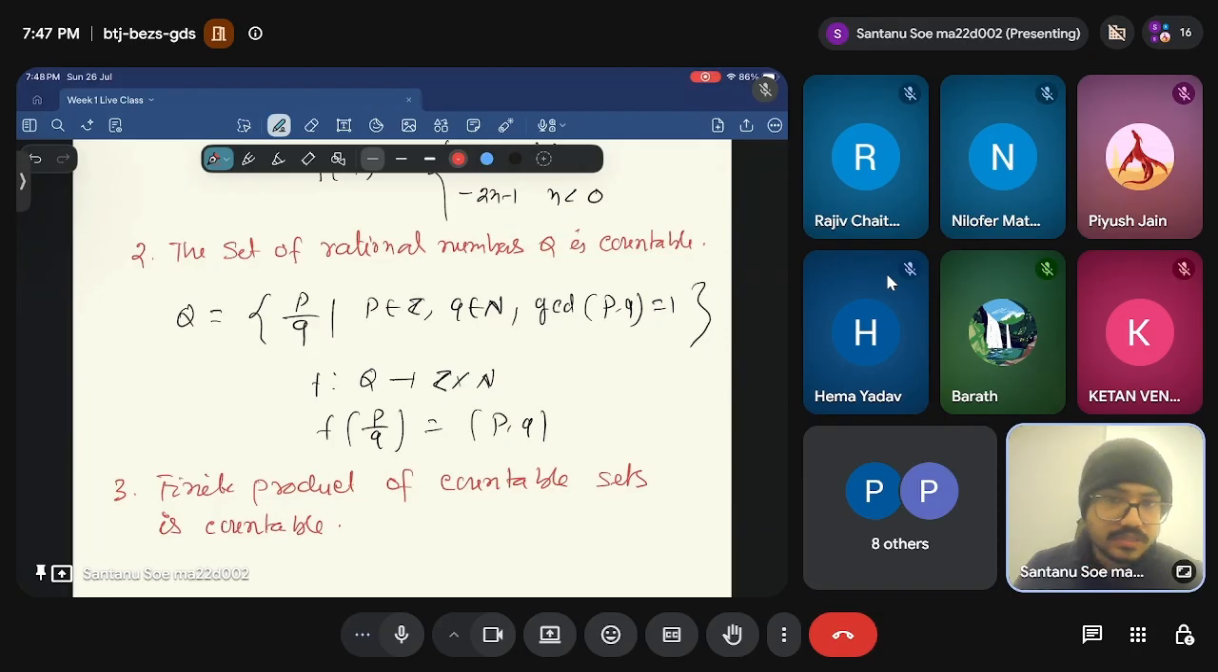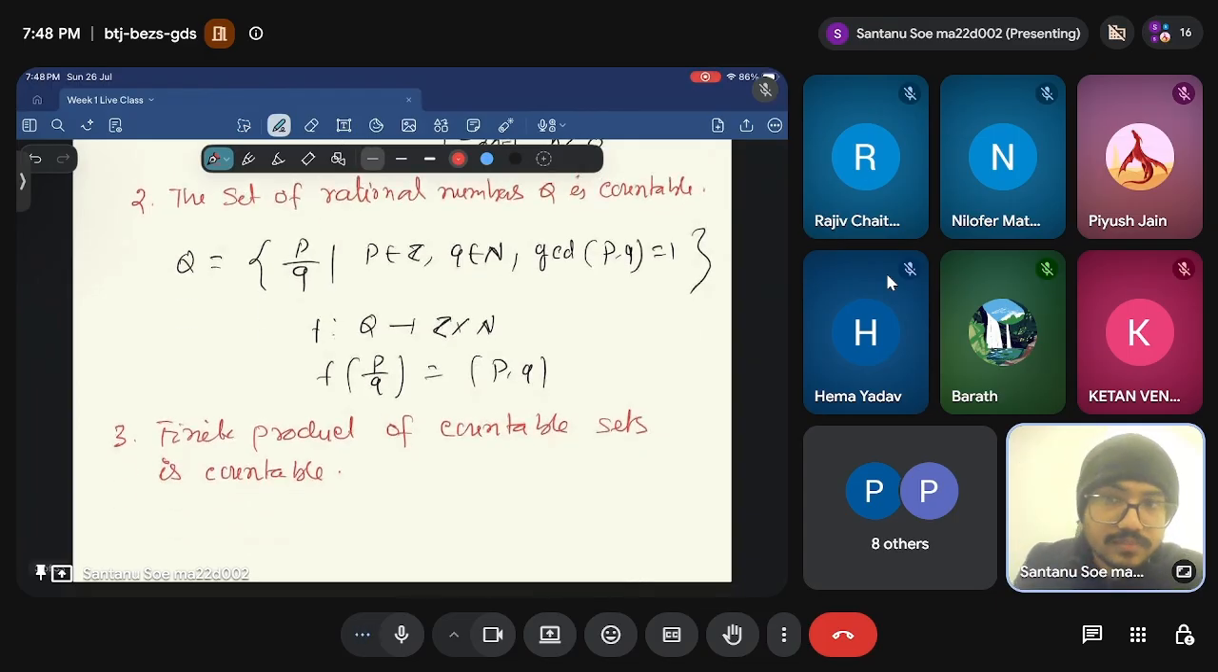So Z cross N is also countable, and since Q from Z to N is a surjection, the cardinality of both sets will be equivalent, right? So that means the cardinality of Q will be the same as the cardinality of Z cross N. So this will imply that Q is also countable.